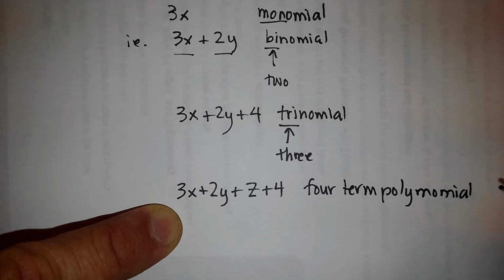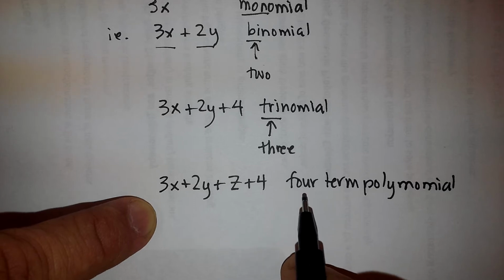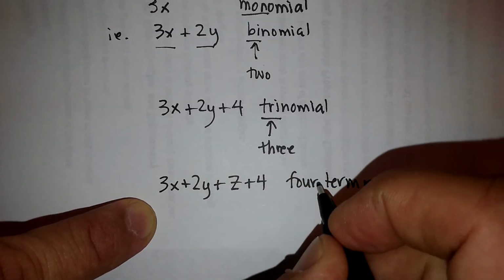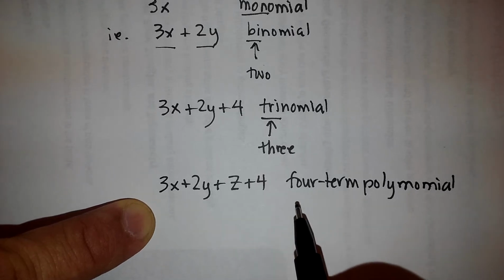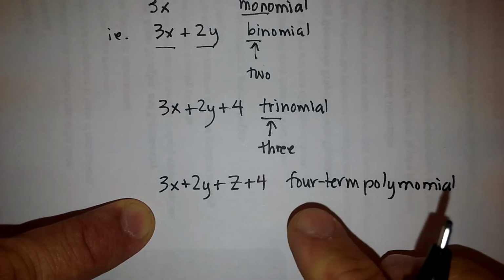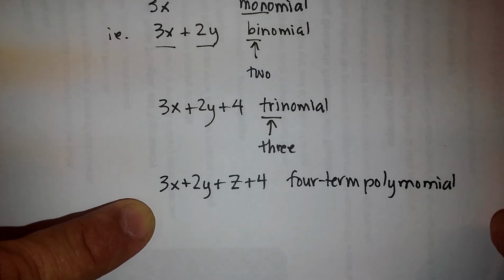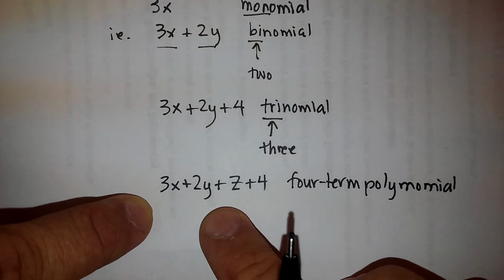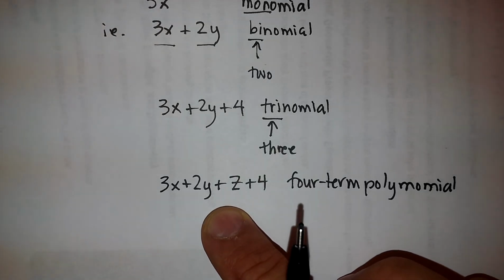You might be tempted to call it a quadrinomial or something like that. You really don't need to. Anything after 3, they just start using numbers. So you'd say 4-term polynomial, 5-term polynomial, 6-term polynomial, etc. There are some really archaic words that they use, like a quartic polynomial, but that's something you really don't need to know.